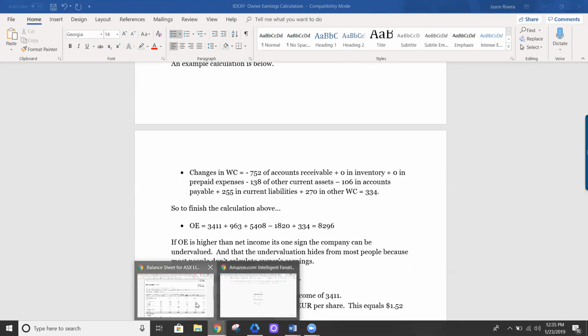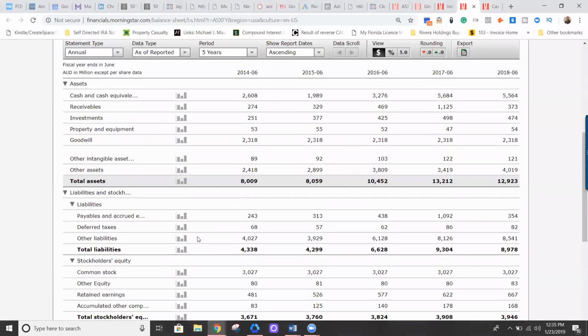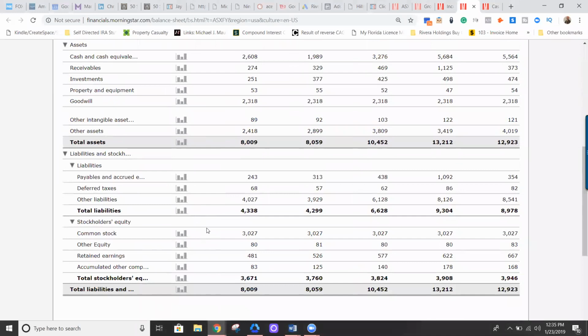So, prepaid expenses. Again, this company's gonna be boring.